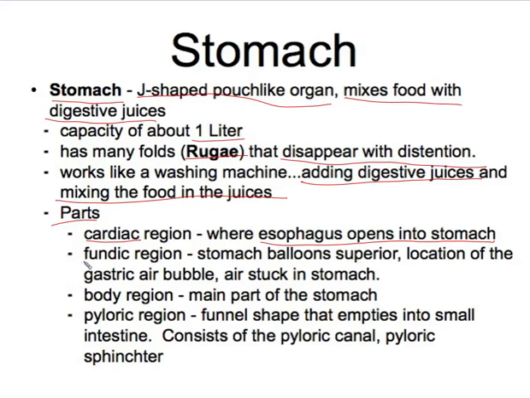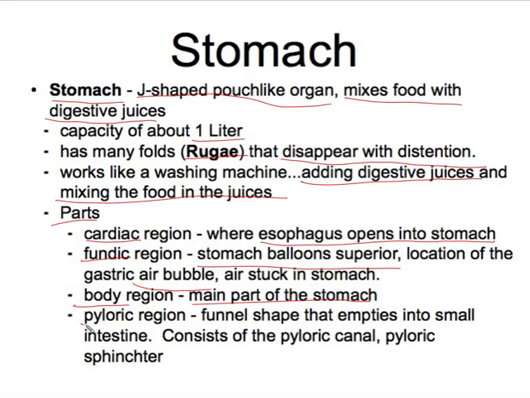And the next region over is called your fundic region. This is where your stomach kind of raises up or balloons up into like an air bubble. And so air gets stuck in the stomach. It fills this fundic region, but that's the fundic region there. Beneath that is the body. That's the main portion of the stomach.